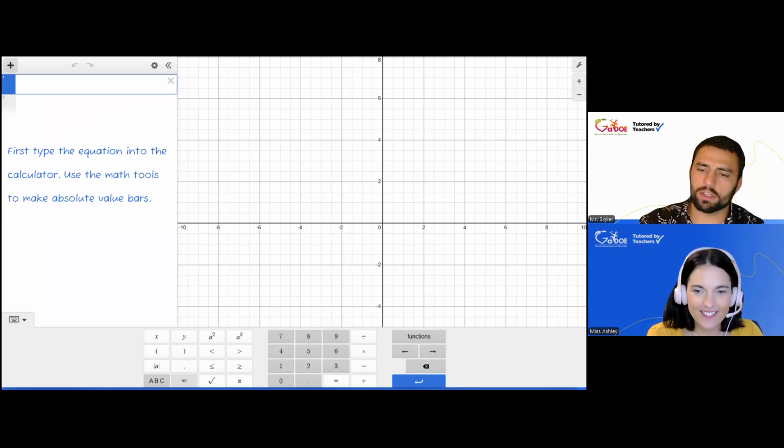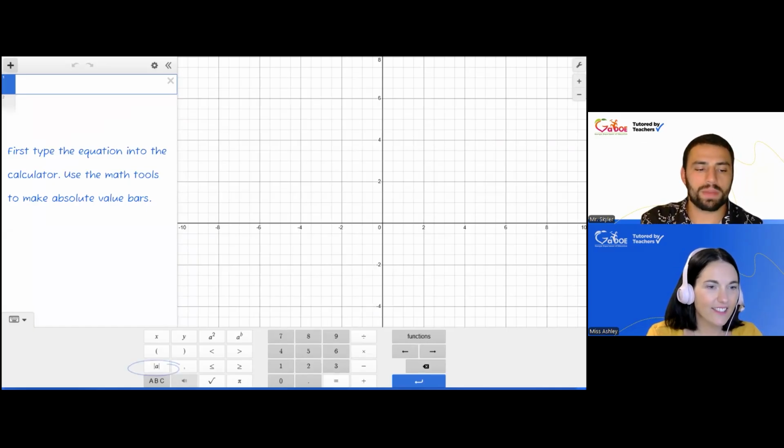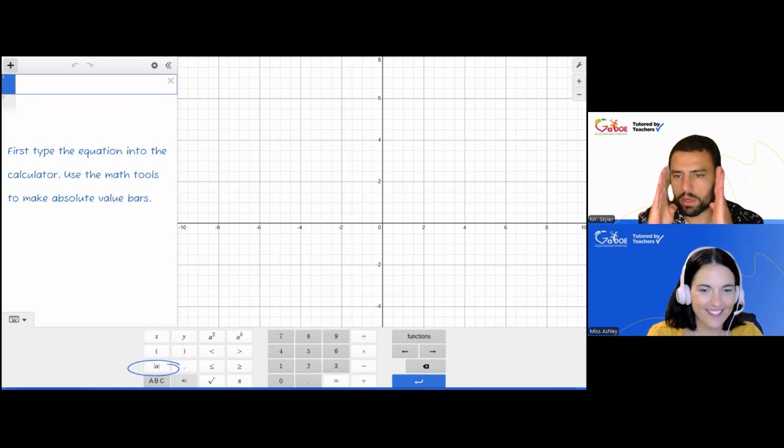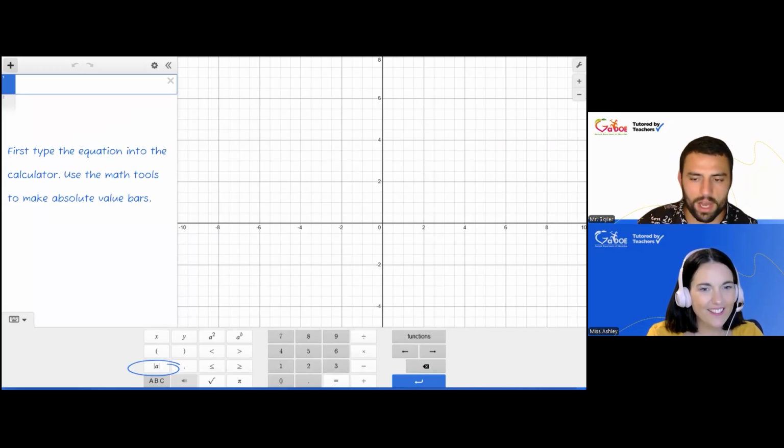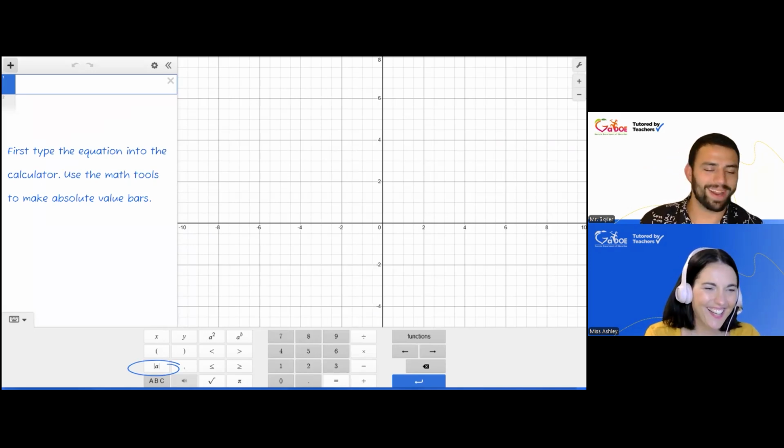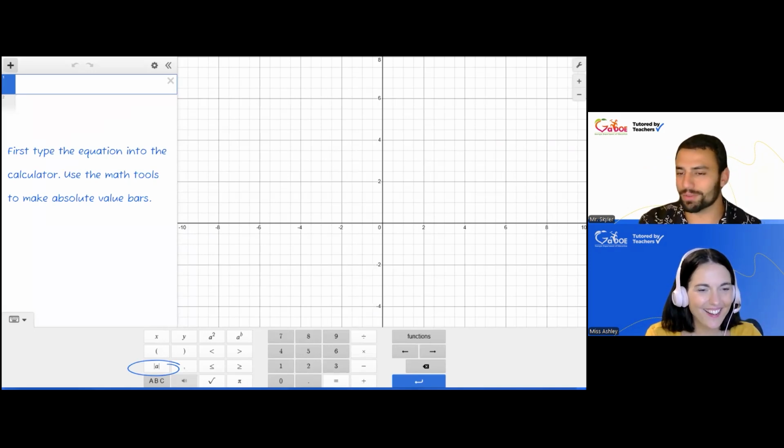Now, the first thing you should do when you have an equation that you're trying to put in your Desmos is for sure typing it into the calculator. You're going to use the math tools to make absolute value bars. If you look down at the bottom, there's an A with some bars around it. That's my absolute value bars. If you know how to use these tools, you don't necessarily have to do the calculations by hand. You can. Miss Ashley loves working these out by hand. She doesn't trust the calculators as much as I do, right? And if you have time, you should absolutely check all of these.